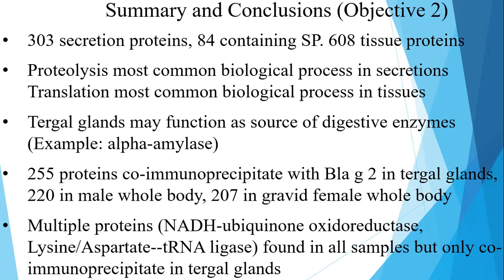I also found that multiple proteins, for example, NADH ubiquinone oxidoreductase, and other ligases are found in all samples, but only co-immunoprecipitated in Tergal glands, which may mean that there is a specific process that is going on in the Tergal glands.